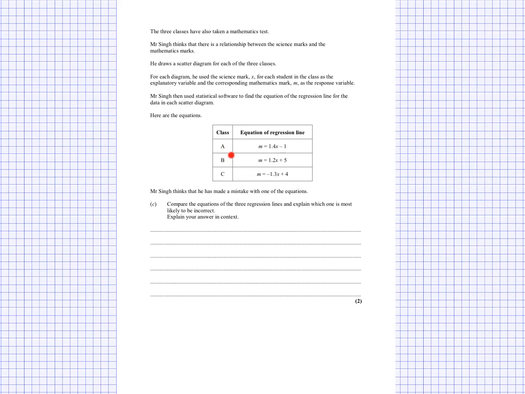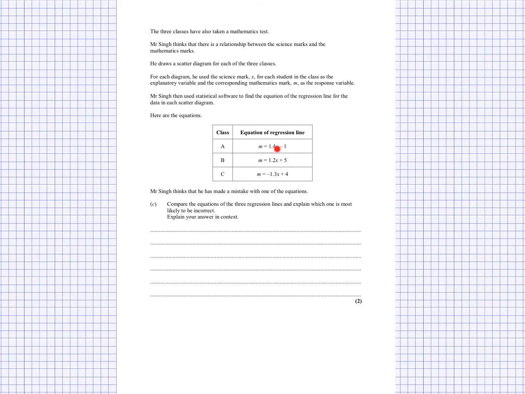So class A, you got M is equal to, we would have had Y is equal to, so, it really doesn't matter. So M is equal to 1.4x, take away 1. You got the next one, M equals 1.2x plus 5. Let's try and think about what these mean actually. So 1.4, it would be the gradient. -1 would be where it crosses the M axis, or it would have been the vertical axis, which would be in the Y axis, okay?